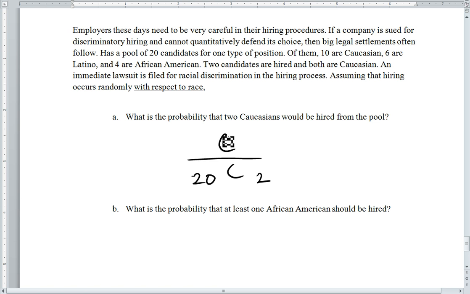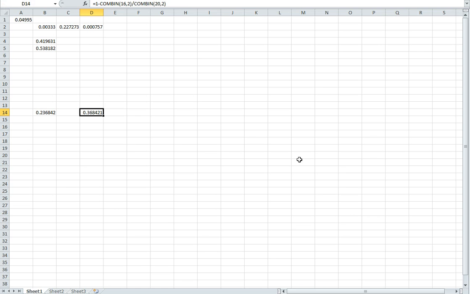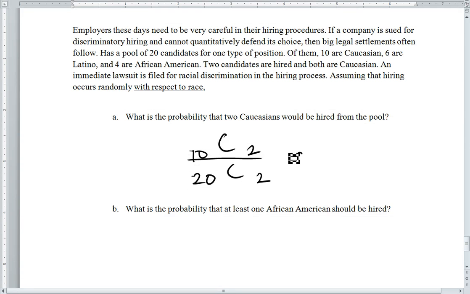Well, that means from the group of 10 Caucasians, we want to know the number of ways in which 2 of those could be selected. So the number of ways in which 2 Caucasians could be selected out of the 10 divided by the total number of ways a group of 2 can be selected. And that probability is about 0.237. So it's not very unlikely that that would happen.